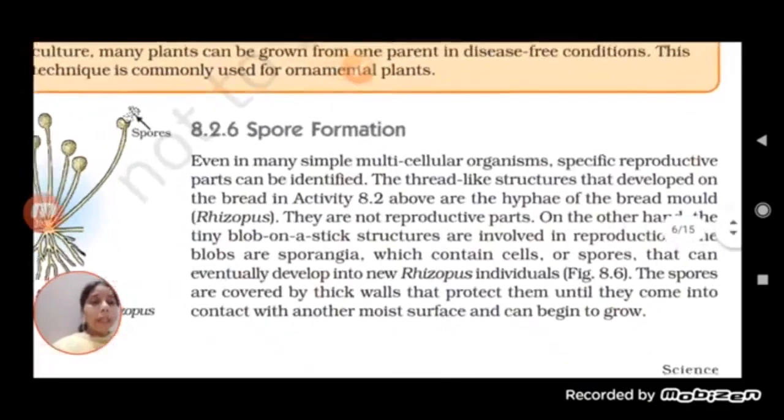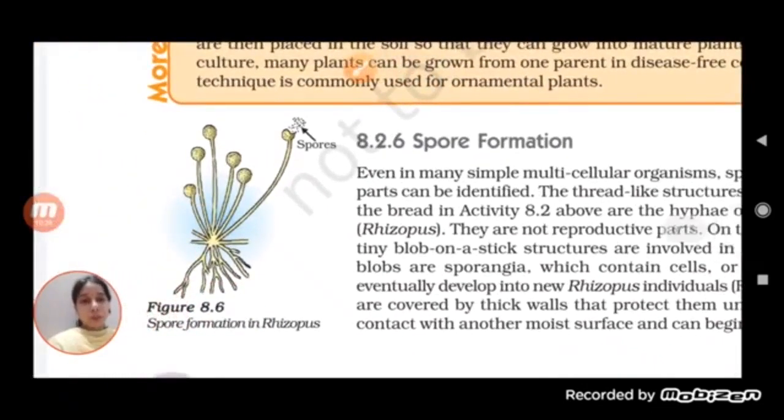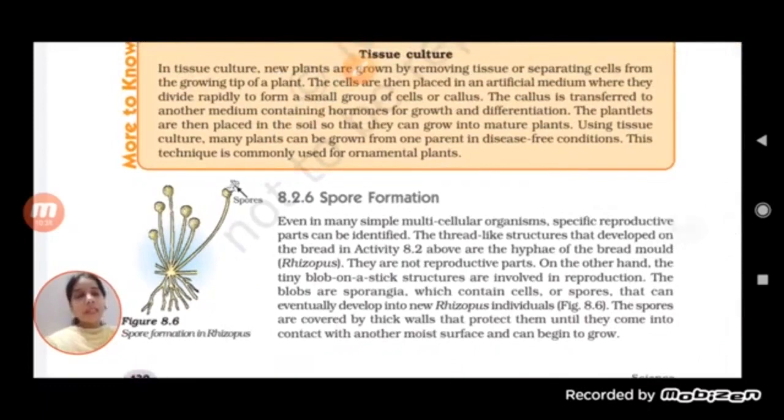When you take that bread mold and keep it under the microscope, you will find that the mold has long thread-like structures, which we also call hyphae. The hyphae of the bread mold consist of a bulb. As you can see in this structure, this is the spore formation. There are blobs on the stick of the structure, and they help in the process of reproduction.